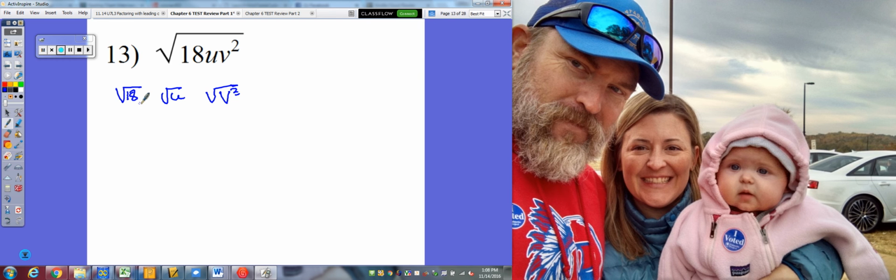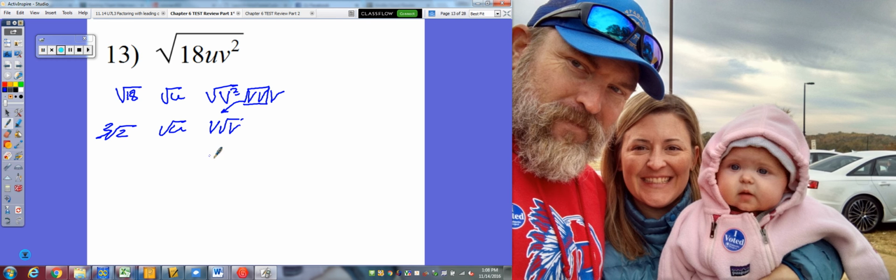But anyways, the square root of 18 simplifies to 3 square root 2. The square root of u, well, we can't do anything with it. And the square root of v to the third, we have 3 v's. One of them moves out, and the other one stays in, because again, v, v, a pair. One moves out, the other one stays in.